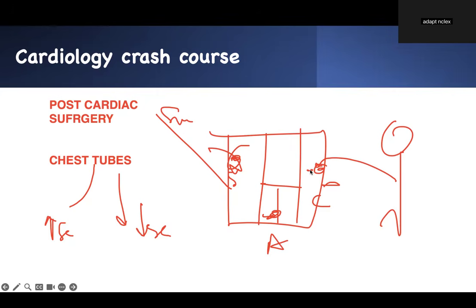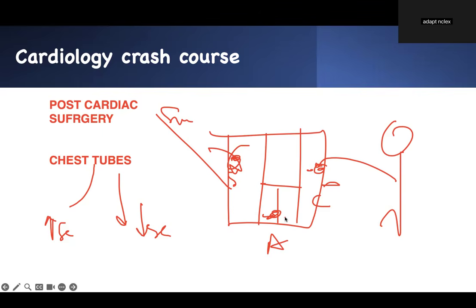Then you look at the air leak, water seal chamber. You say, what do I see? I'm going to see nothing, no bubbling. All you see is tidaling, the fluid going up and down. If you see bubbling, what should you see? Just intermittent, not continuous bubbling. That's all you need to know about chest tube.